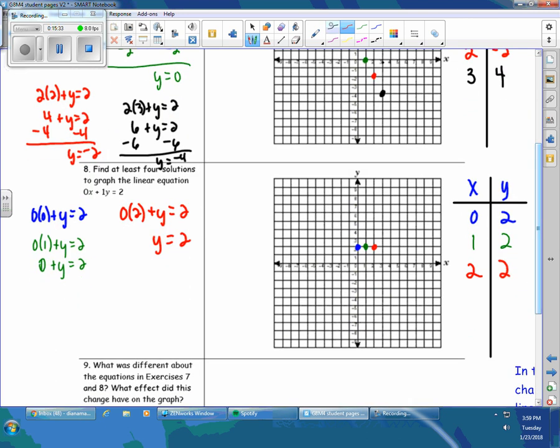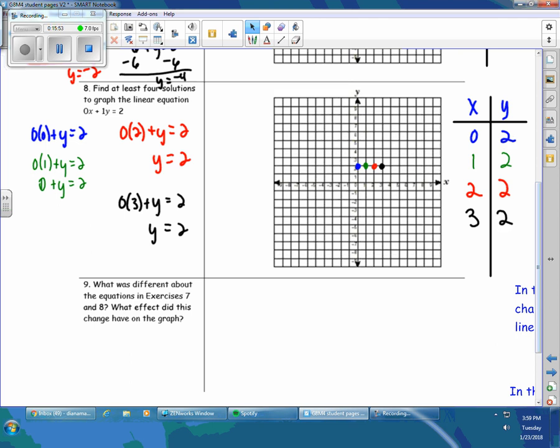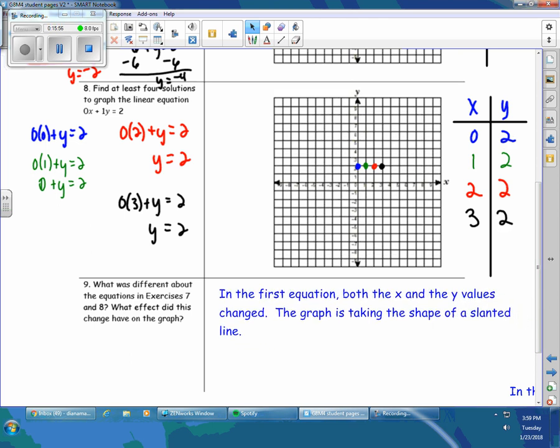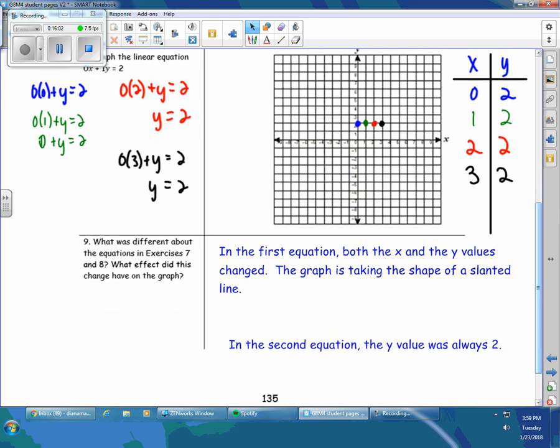And then let's go with 3. And then it's going to be 0, so y is going to equal 2. So again, regardless of what my x value was, my y value was going to be equal to 2. So similar to the first exercise, in the first equation, both the x and the y values changed. The graph is taking the shape of a slanted line. In the second equation, the y value was always 2, and we're getting a horizontal line. Now, you can remember horizontal because it's like the horizon. And the horizon is where you're looking off into the distance.